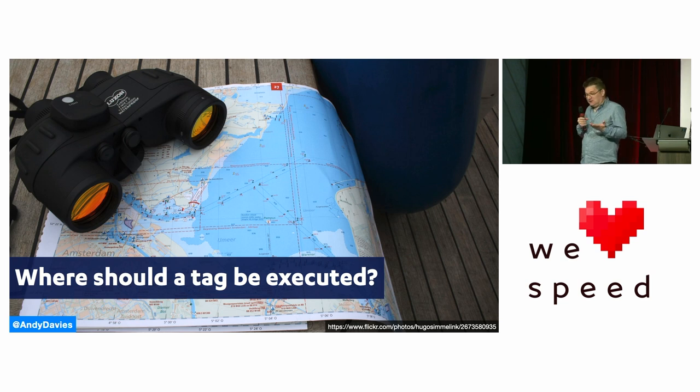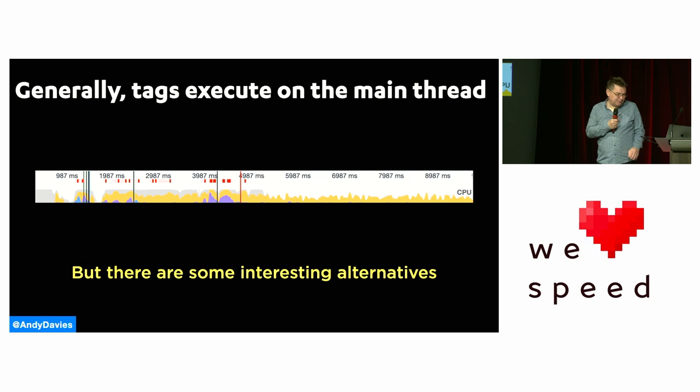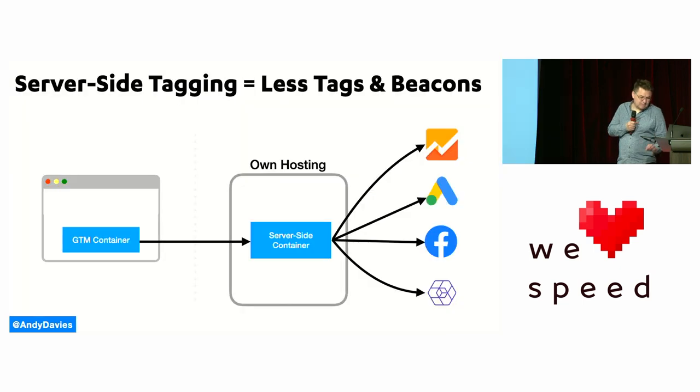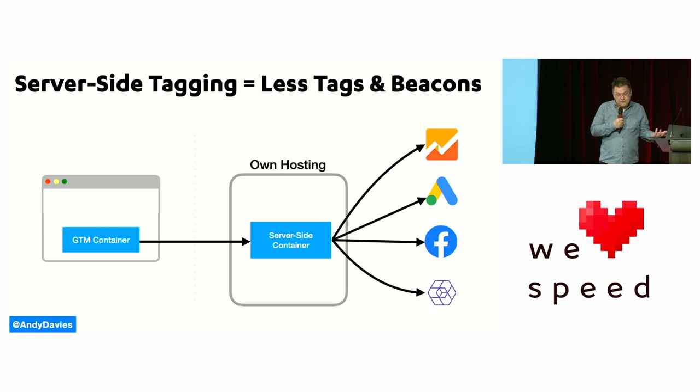Then we should think about where the tag should be executed. At the moment, the choice has been just on the main thread. But there are some interesting alternatives. GTM server-side tagging helps from a privacy point of view because the container is being loaded on your infrastructure, so there are no requests going to third parties. And it sends one beacon that can then be fanned out to other options. So it's better from a privacy point of view. And I know customers who've moved to this for privacy reasons.